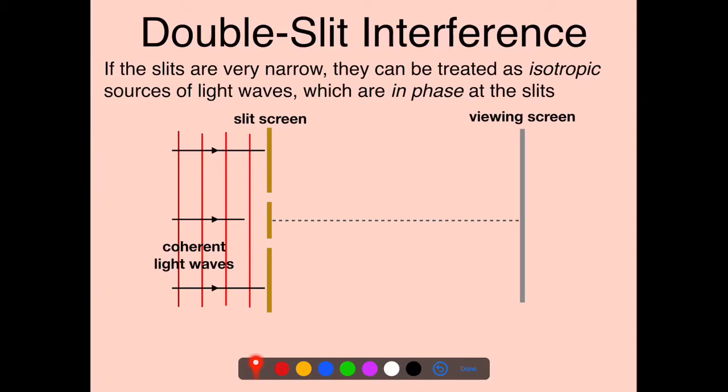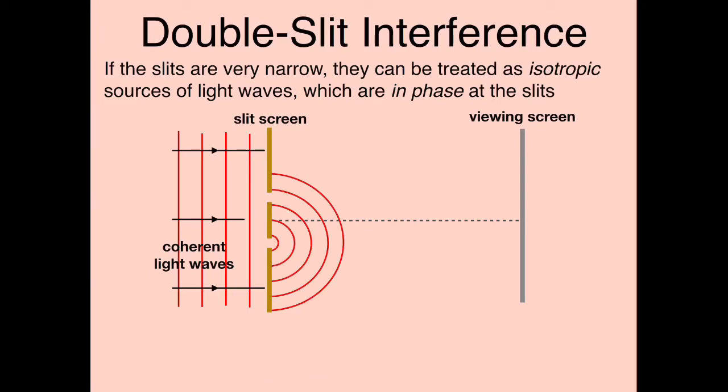Now, the assumption we're going to make is that the source of our light is coherent. So imagine something like a laser is producing the light that goes through the slits. And so here are the wavefronts of those coherent light waves. Now, the slits are going to be assumed to be very narrow. So each one of the slits, after the light goes through, can be treated as an isotropic source of light waves, meaning we can imagine that the light coming out of the slits is coming from a little point here and here.